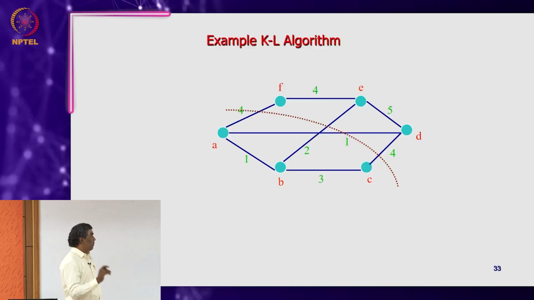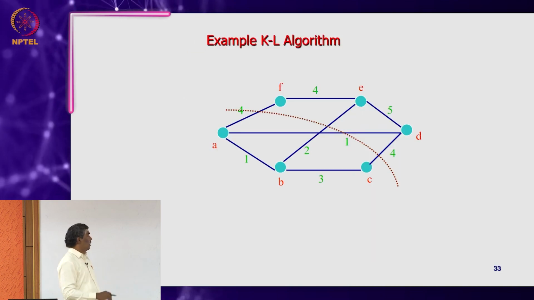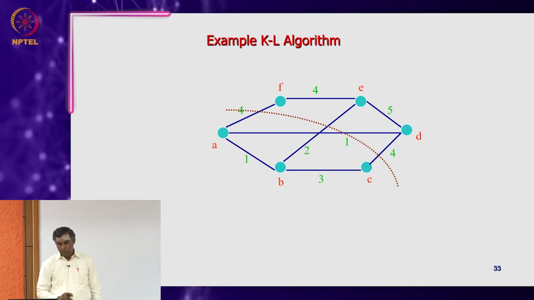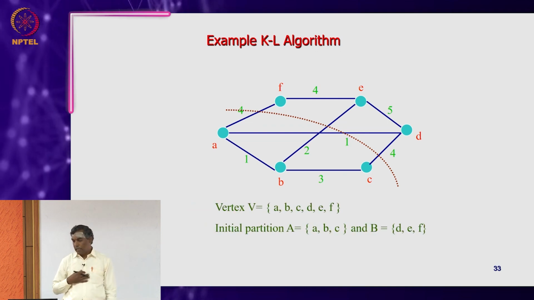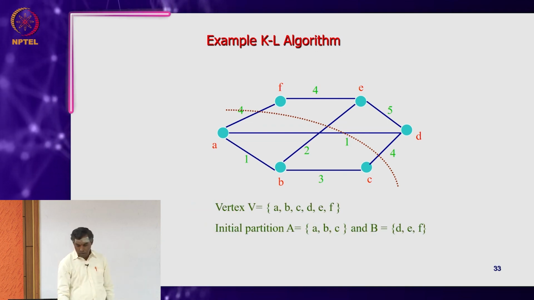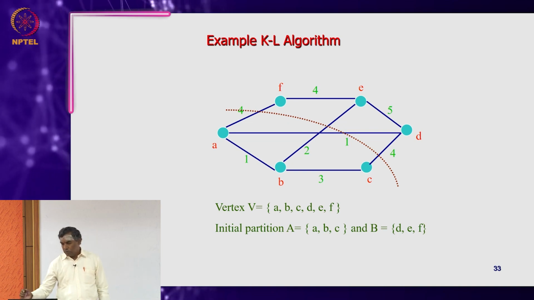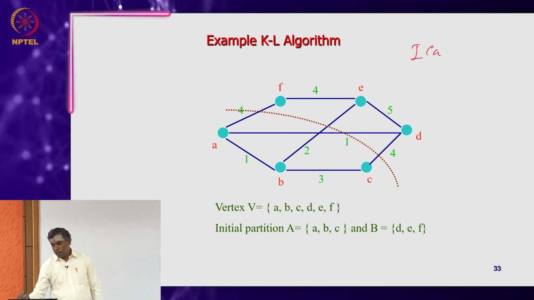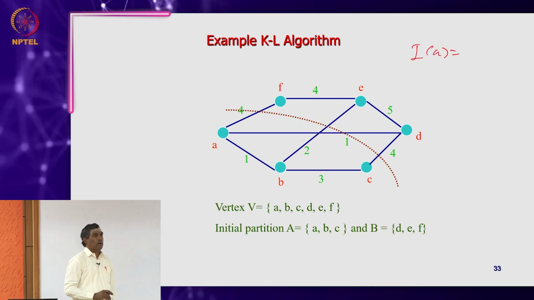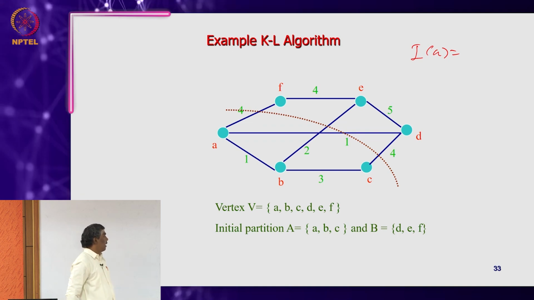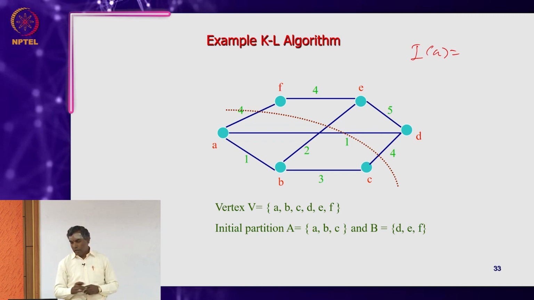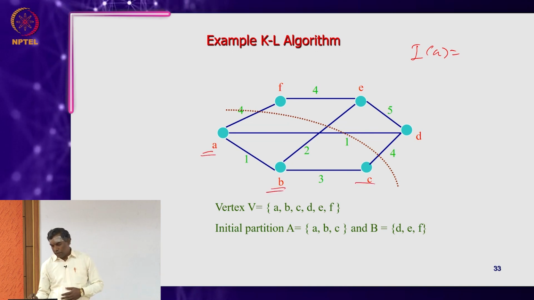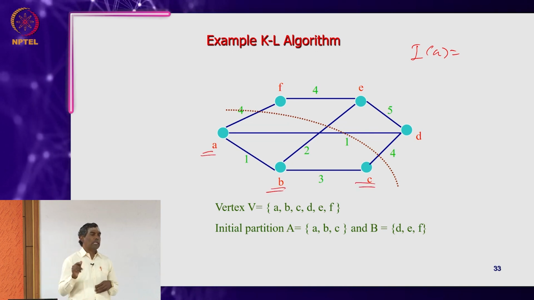Let us look into a small example. Probably I'll wind up on that. This is my graph. My set A consists of A, B, C, and set B consists of the rest. Probably we will calculate the internal cost. So, what is I of A? Anybody? What is the internal cost of this node A? How many vertices are within this group A? For A, you have A, B and C. So, what is the internal cost?